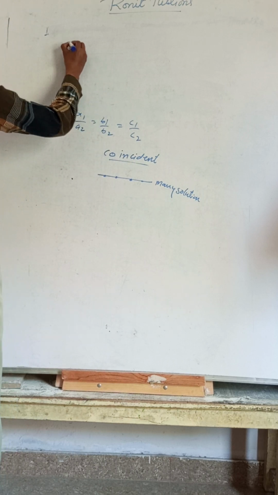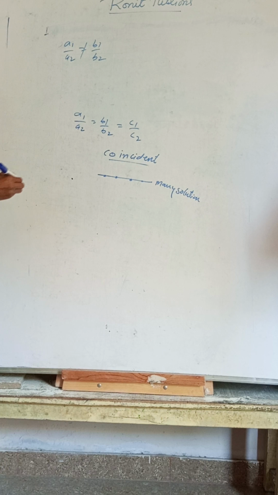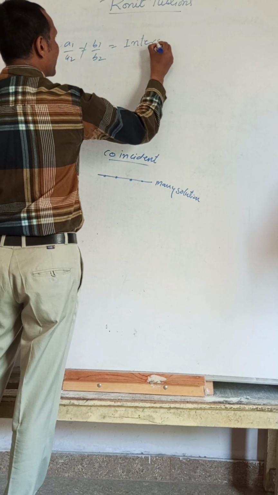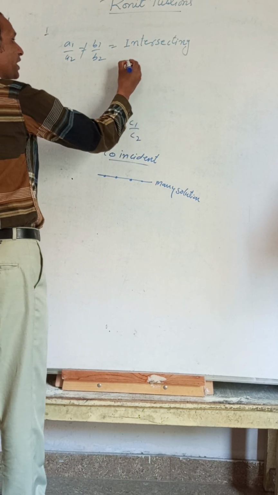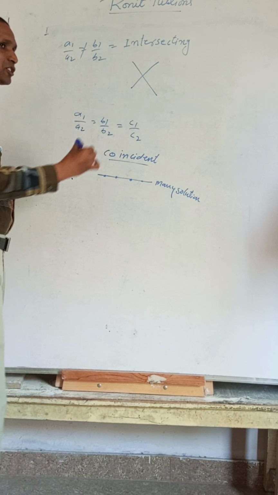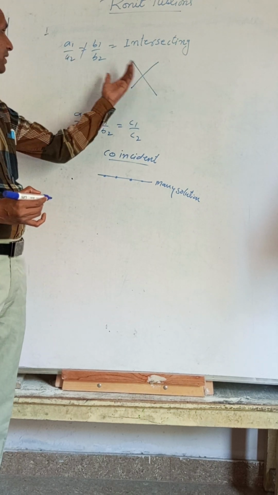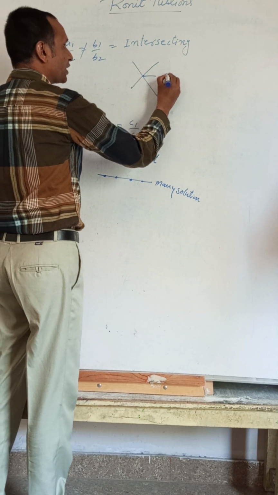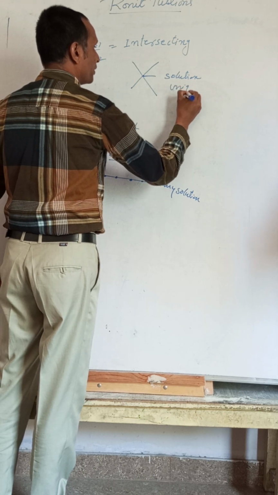If A1 by A2 is not equal to B1 by B2, then the lines are intersecting lines and the answer will be a unique answer. One single answer will come. In the graphical solution of these two linear equations in two variables, if this is the case, the lines will intersect, and where they cut, that will be the solution. That solution is called the unique solution.